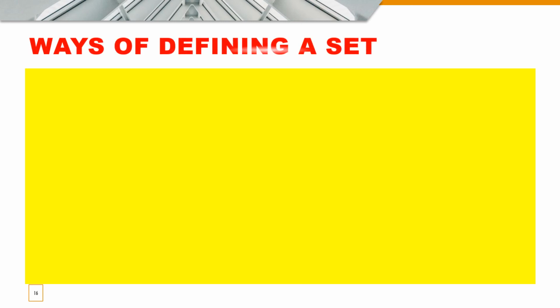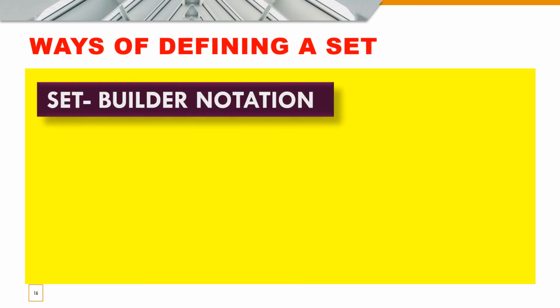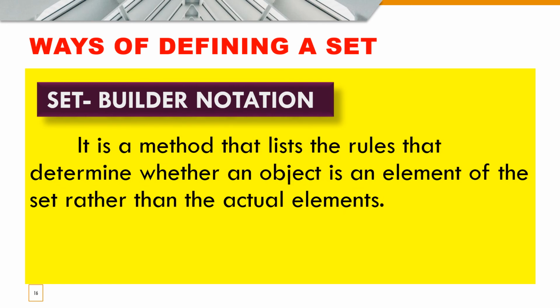Next, we have the set builder notation. What is set builder notation? It is a method that lists the rules that determine whether an object is an element of the set rather than the actual elements. So instead of writing all the elements, we simply write the rules. So let's look at examples.